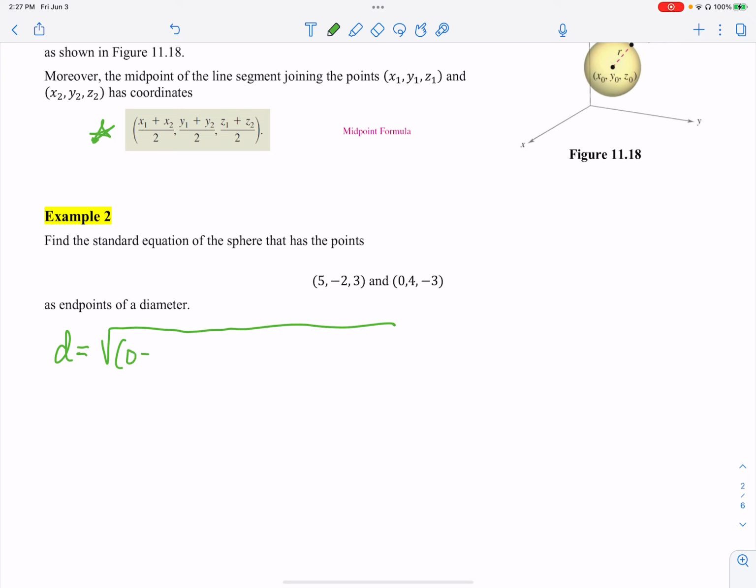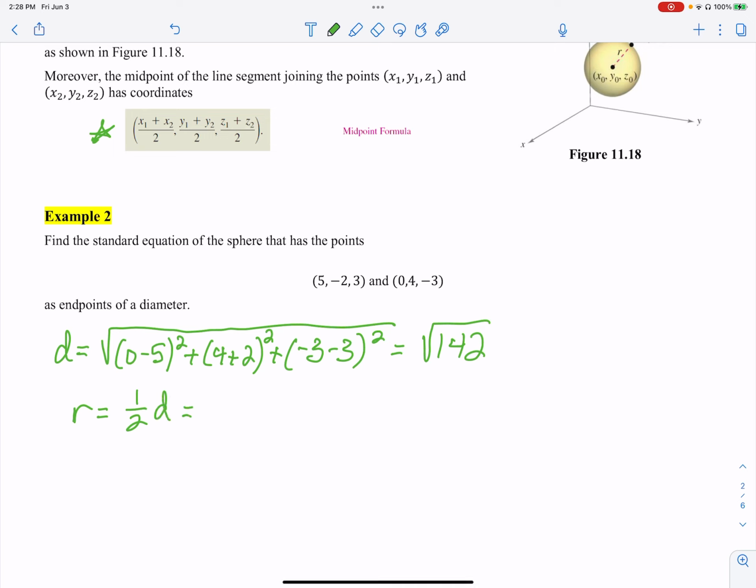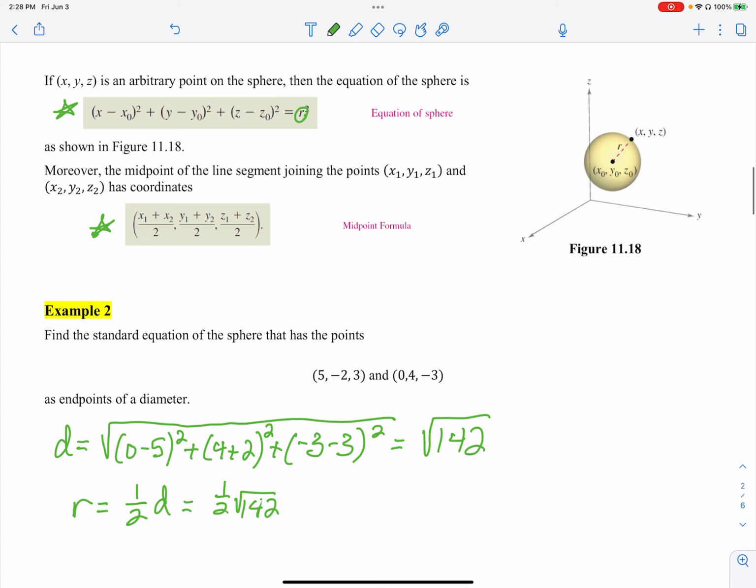So we get 0 minus 5 squared plus 4, and then if I do the subtraction correctly, negative 3 minus 3 squared. This works out to be the square root of 142. Now, that's the diameter. To find the radius, take half of the diameter. So it's just going to be 1/2 square root of 142. That's a great answer.